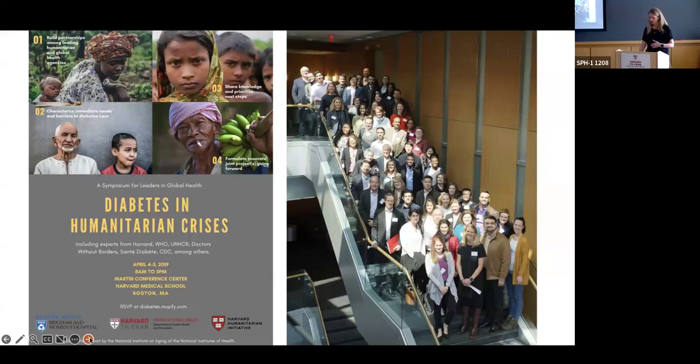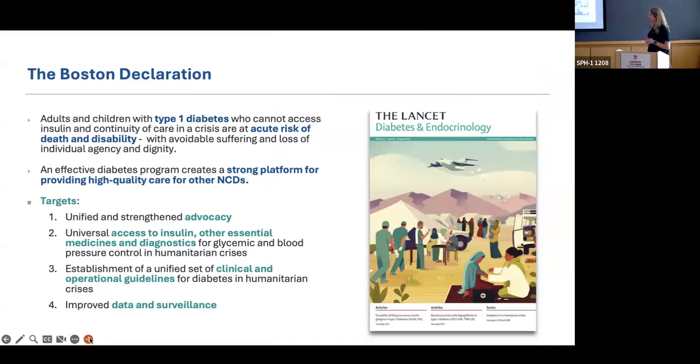And so this group essentially did that, and we published the so-called Boston Declaration, basically outlining that adults and kids with type 1 diabetes who cannot access insulin are at acute risk of death. This is probably the most immediately fatal NCD out there. It's a human rights issue. And also that an effective diabetes platform provides, you could argue that if you can treat diabetes well, you could probably treat most other NCDs well. That shares a lot of comorbidities with cardiovascular disease, you know. So if you can do diabetes well, and then integrate other NCDs into it. So we're not saying just focus on diabetes, nothing else, but in any case.